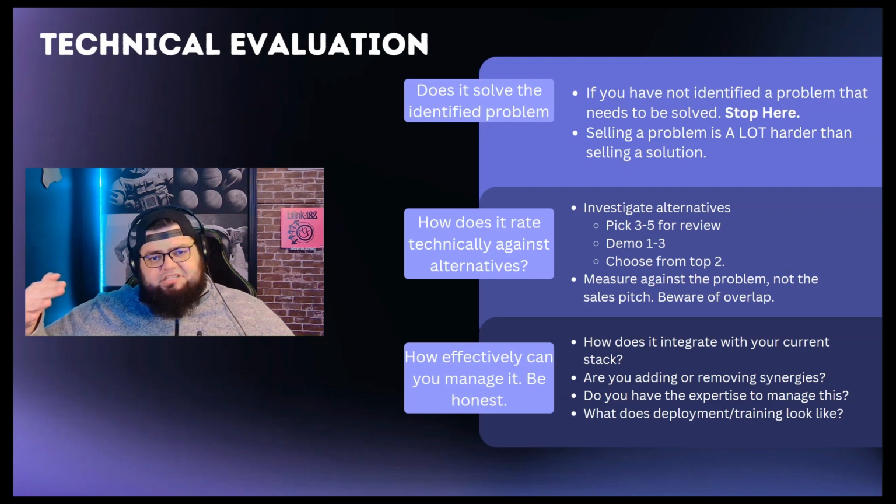And again, the feature set that you're looking at, it doesn't matter if one has 800 features and one has 80 if you're not going to use the other 700. It's just smoke that people are blowing to get you to buy their product. So pay attention to what you actually need and know that before you go into the conversation.